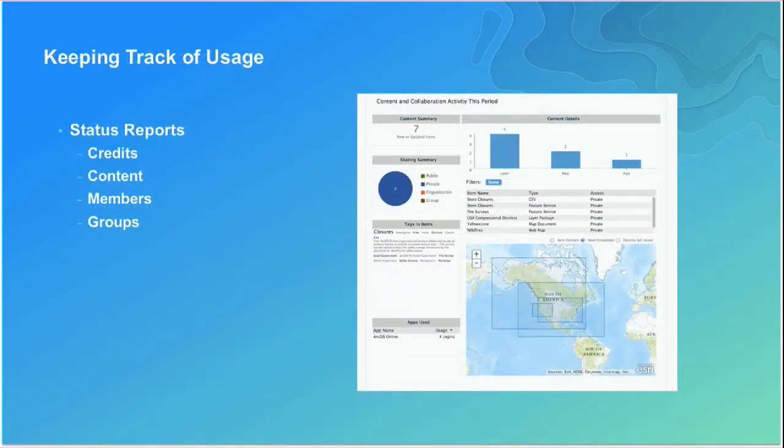And then finally, just in terms of an admin keeping track of usage and who's doing what, there's a status dashboard or page that you can go to, and you can see things like consumption and people that have public items and all the members in your organization and all the groups and whether they're public or private and so on. So there's a section of the website where you can look at that to keep an eye on things.